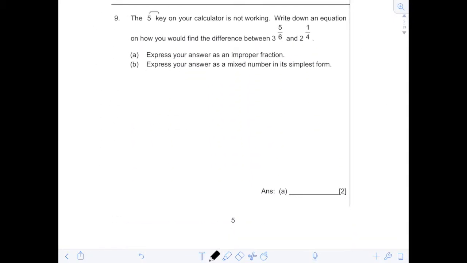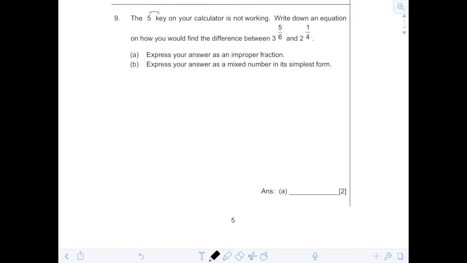Now for question 9. The 5 key on a calculator is not working. Write down an equation on how you will find the difference between 3 and 5 over 6 and 2 and 1 over 4. Express your answer as an improper fraction. So when I say the 5 key isn't working, it means you're having a problem with this number over here. It means you can't just type 5 there, so probably what they want you to do is to change this into something else.